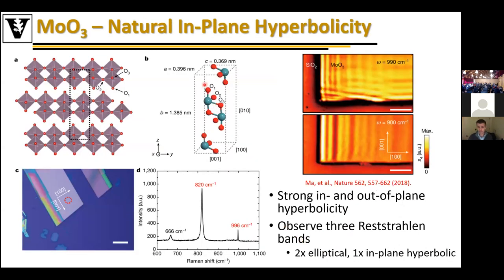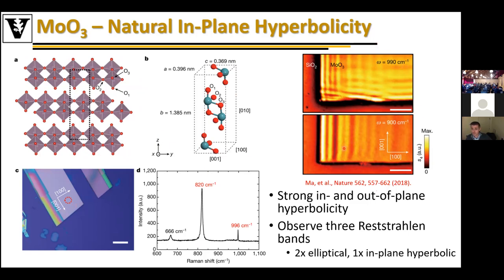Okay, so that was a little bit of work with boron nitride. Of course, there's been a great deal of work pushing towards lower symmetry materials. One material that gained a great deal of attention because it provided a natural in-plane hyperbolic material was that of molybdenum trioxide a few years ago.